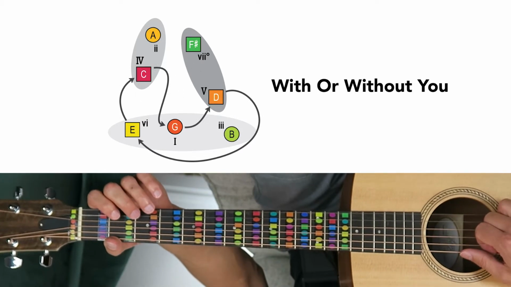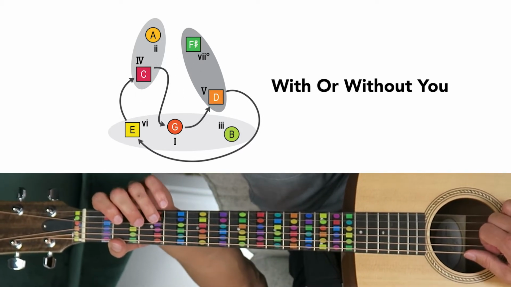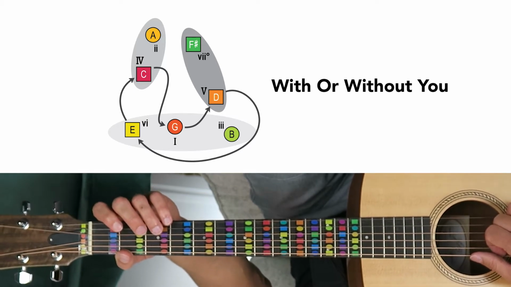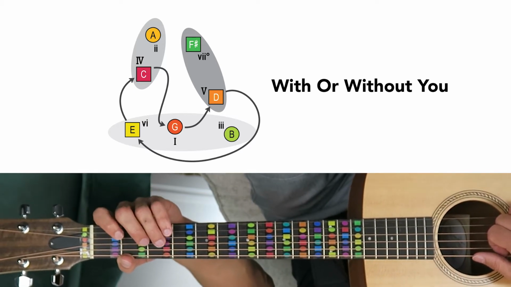And then the next chord progression was from the song With or Without You by U2, which flows through chord functions of stability, change, and tension using chords 1, 5, 6, and 4.